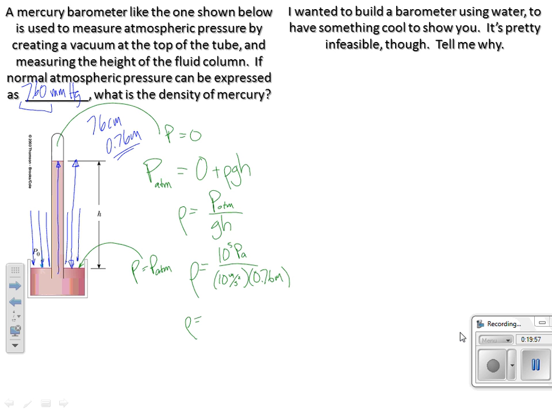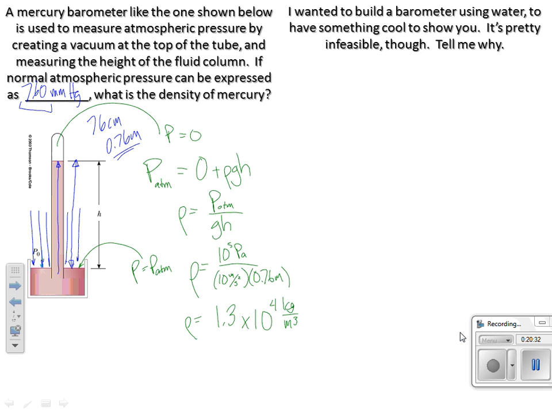Now notice when I say 10 to the 5th on my calculator, I do 1 E5, 1 times 10 to the 5th, divided by parentheses, well, I'll do 7.6. And you get a density of mercury of 1.3, let's call it, times 10 to the 4th kilograms per cubic meter. Dense stuff. Remember what the density of water is? Density of water, 1,000. This is 13,000.